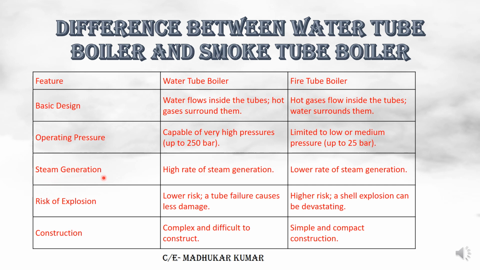Third one is the steam generation part. The rate of steam generation in the water tube boiler is high because of the large surface area, and here it is a lower rate of steam generation. Risk of explosion: we have a high risk of explosion in the fire tube boiler, but in the water tube boiler we have a lower risk because the water is inside the tubes. Construction part: in the water tube boiler, as the steam demand is high and the pressure is high, it is complex and difficult to construct. So many things are there, and here it is very simple and compact to construct.